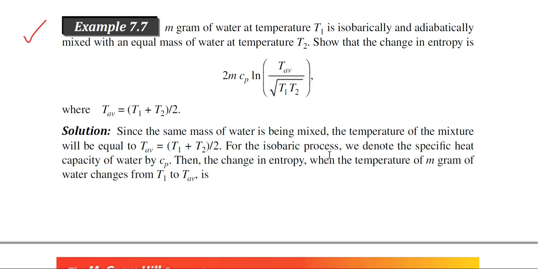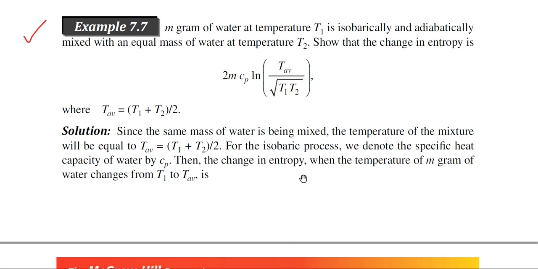And as it has been mentioned, it is an isobaric process. So we know that for isobaric process the pressure is constant. So in that case we will denote the heat capacity as Cp, because we know that when pressure is fixed, we denote the heat capacity as Cp.